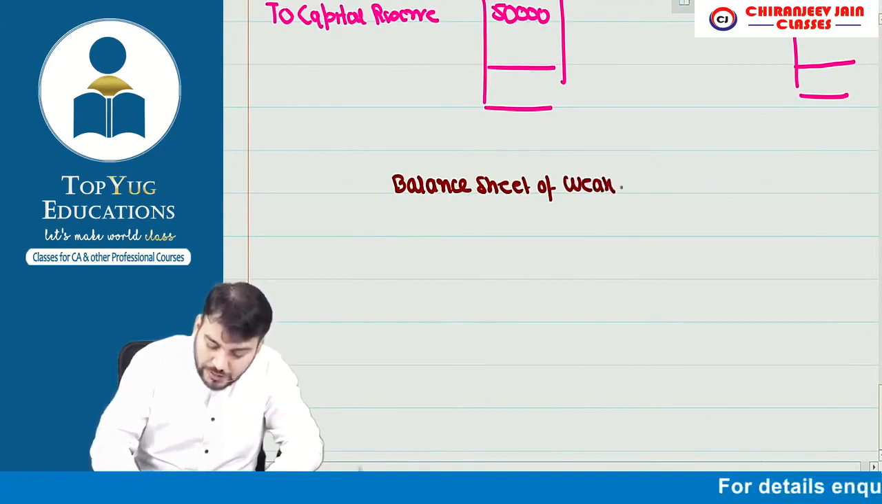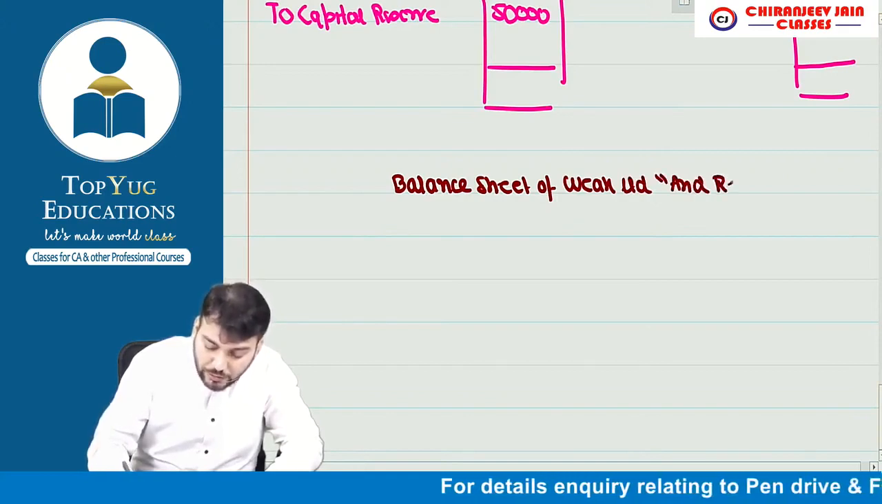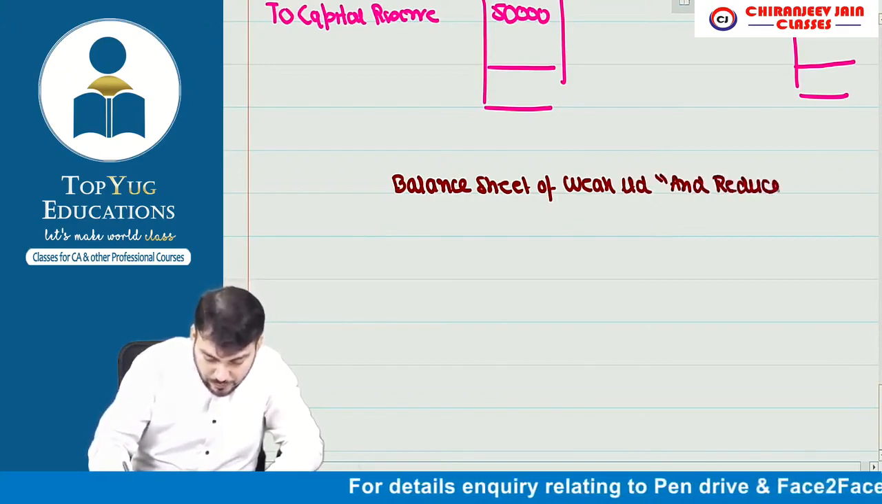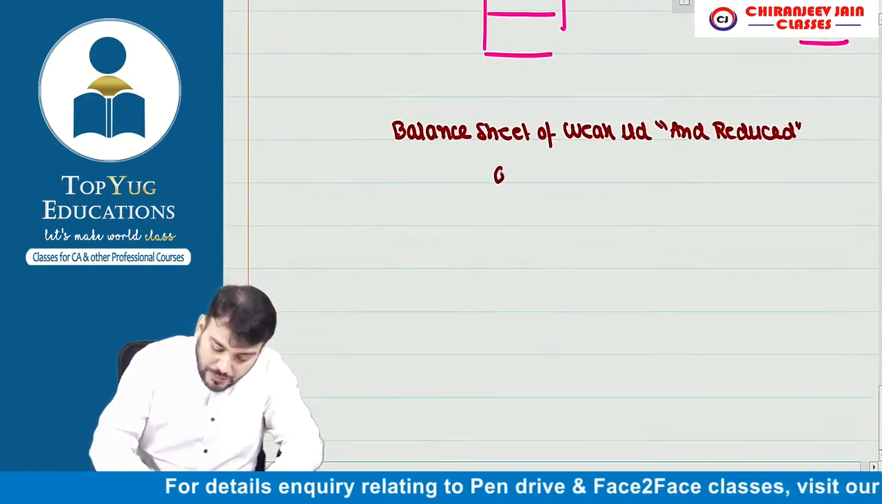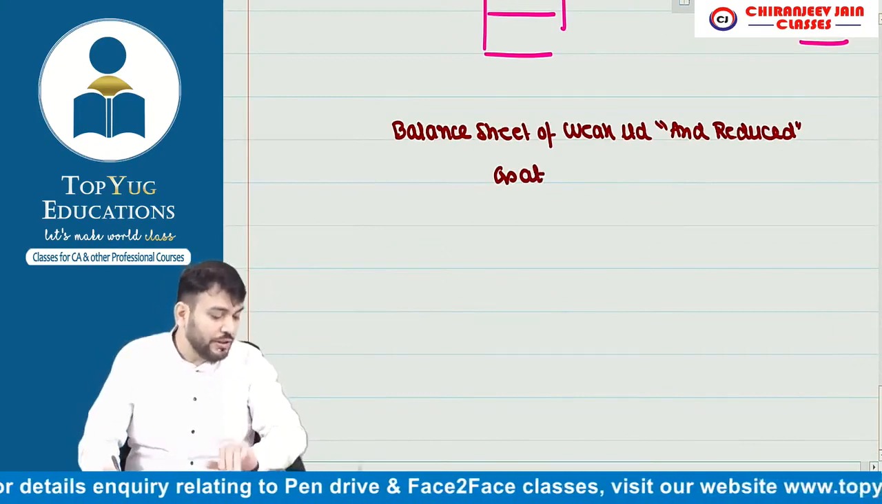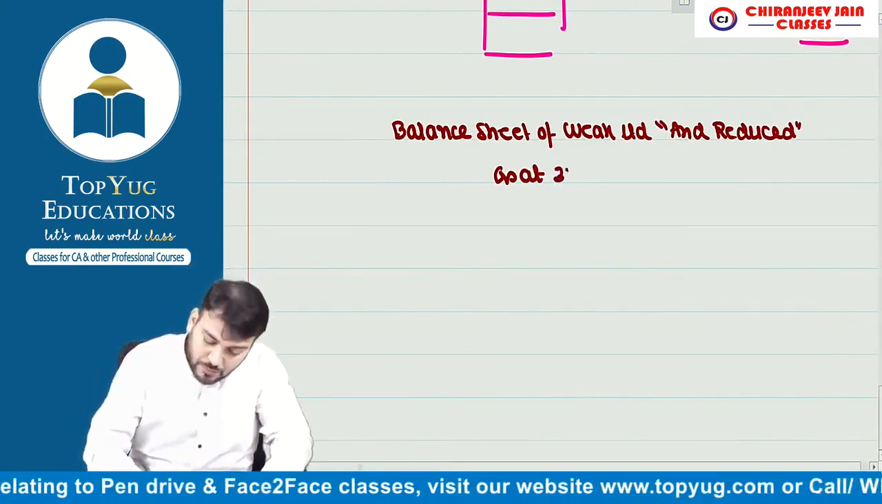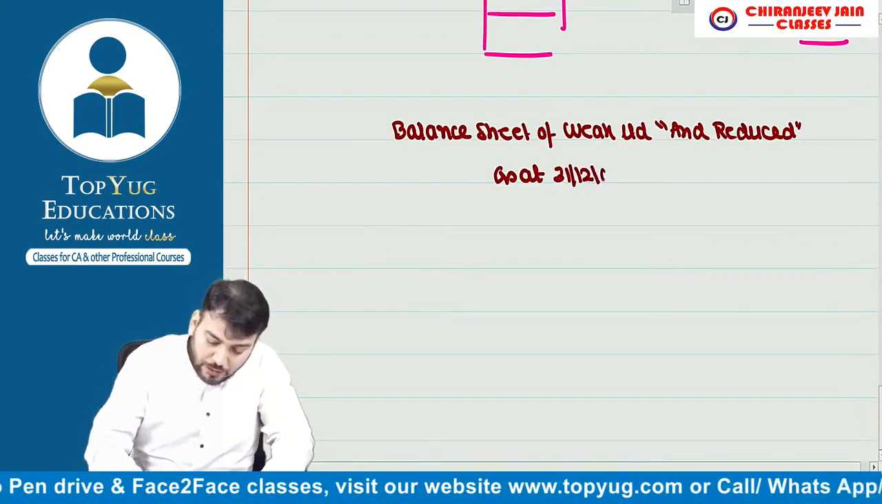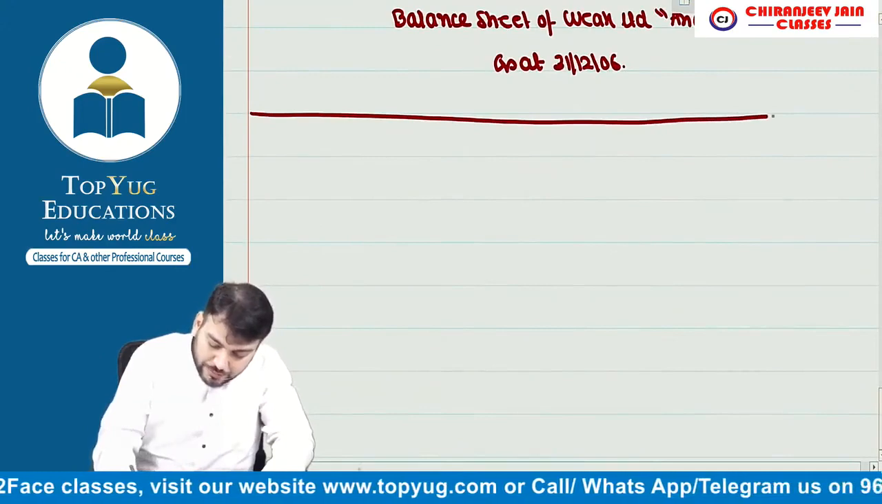of Week Limited, and now we should add what? And reduced. Correct. As at. So it was done as at 31st December 2006. Let us prepare the balance sheet.